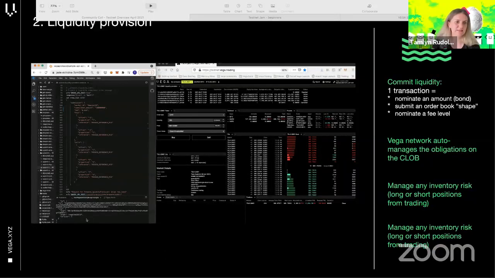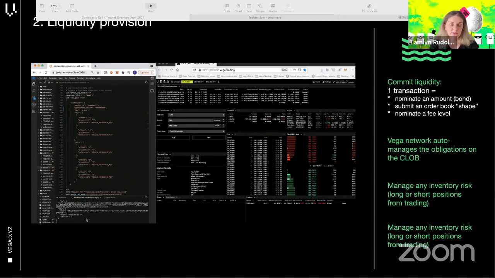Okay, so the second thing to play around with on the Vega Testnet, which I know is exciting a lot of people, is liquidity provision. Liquidity provision is a mechanism that we've designed to attract liquidity providers to markets on Vega. The rough way that it works is that any participant can decide to commit liquidity to any market. And I think that's really important. It means it's a completely open system for liquidity.